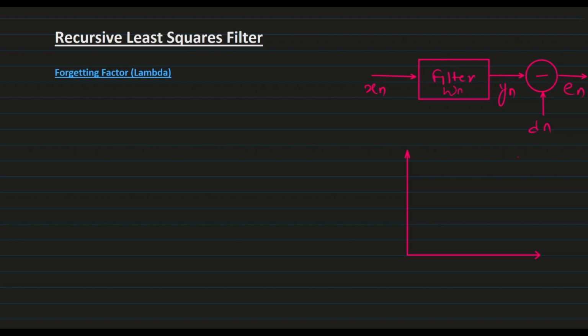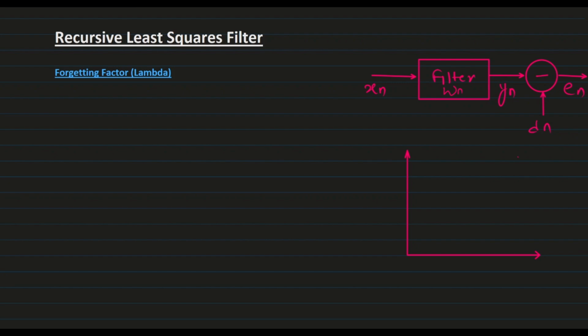Welcome. In part 1, we touched upon the topic of recursion. In this section, we'll try to understand the concept of something known as lambda in recursive least squares filters, and this lambda is also known as the forgetting factor. So let's revisit our scalar filter as shown in the diagram.